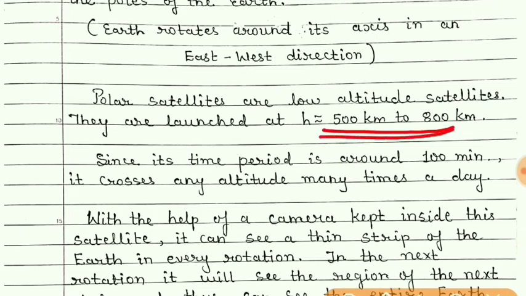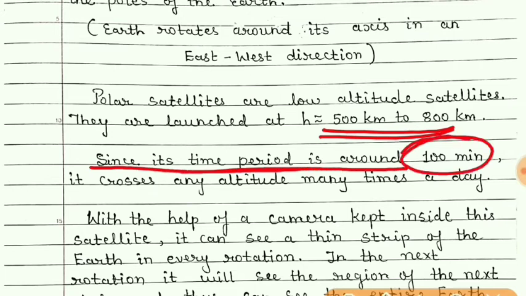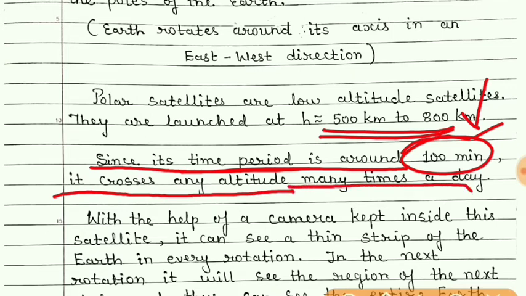And so the time period of revolution is only 100 minutes. Meaning in 100 minutes they will complete one rotation, and so it crosses any altitude many times a day, because when it completes one rotation in 100 minutes, in 24 hours, that is in one day, it can complete many rotations. We can say nearly 16 to 17 rotations in 24 hours.